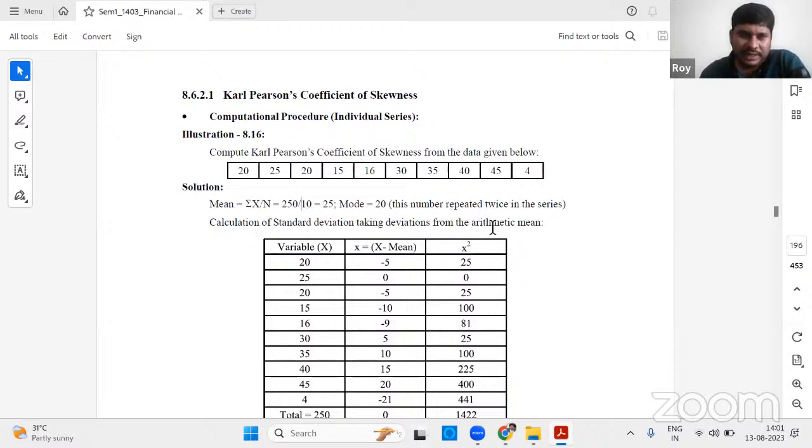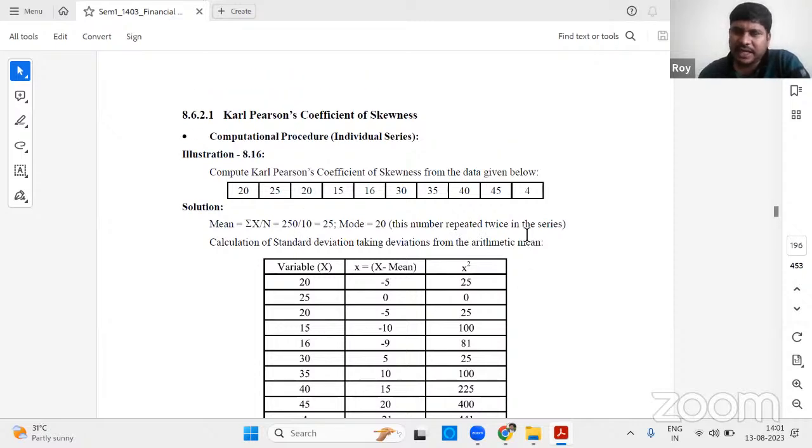That is why it is the mode. Now calculate the standard deviation. It is very easy to calculate from the arithmetic mean. First, standard deviation. Always please remember that variability is what you need to check. Take the variables and calculate the mean. The mean we already know is 25.